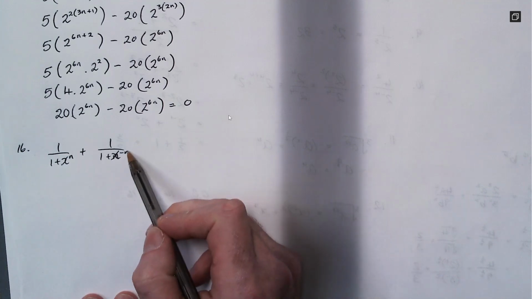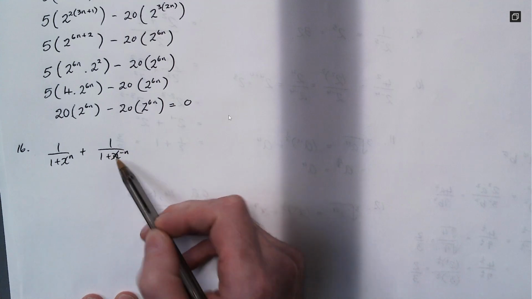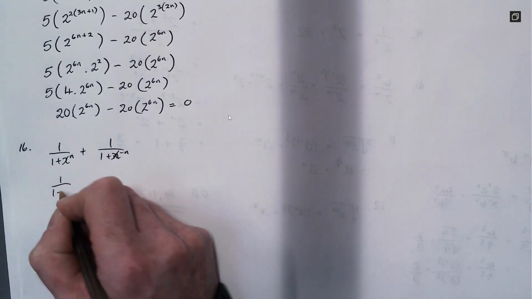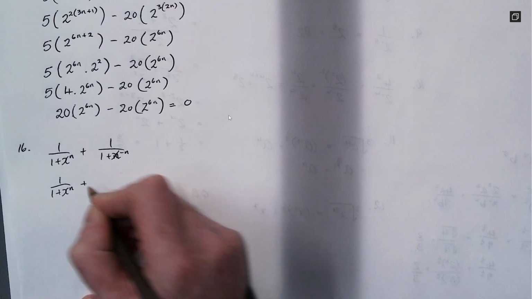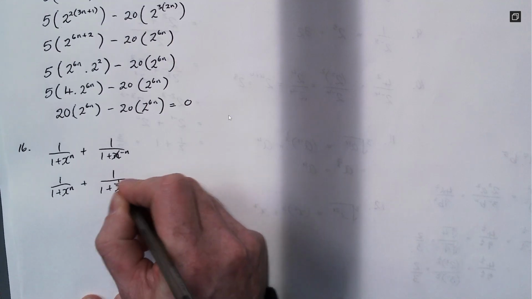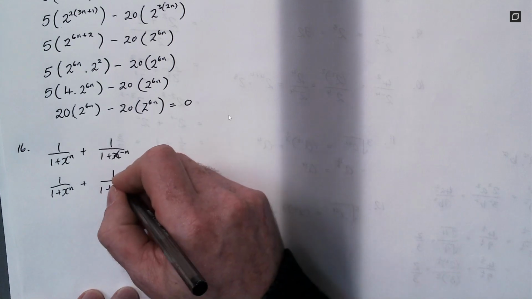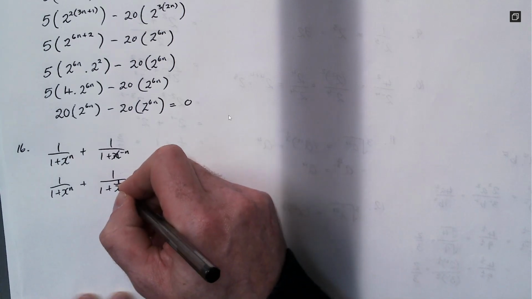So we go to the goal at a shot. So we get 1 plus x to the power of n plus 1 over x to the power of n, because x to the minus n is 1 over x to the power of n.